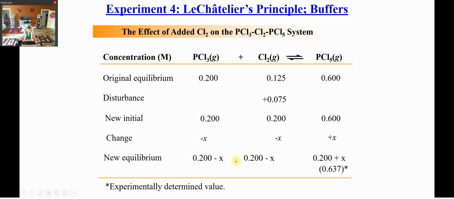So the equilibrium constant stays the same. So you can determine how much of this reactant is going to be reacted and how much product will be produced. After the new equilibrium, what you found is the concentration of this final product becomes 0.637 mole per liter, meaning your reaction shifted to the right, favorable to the right, in order to decrease this addition.